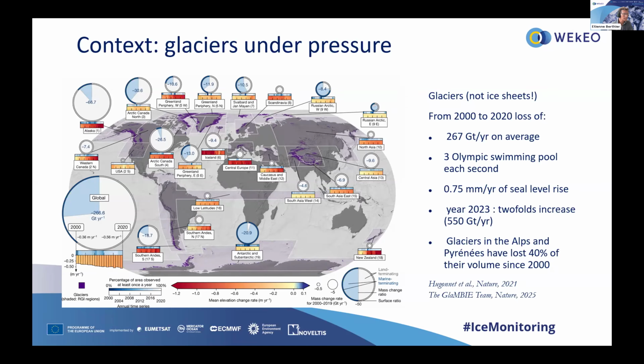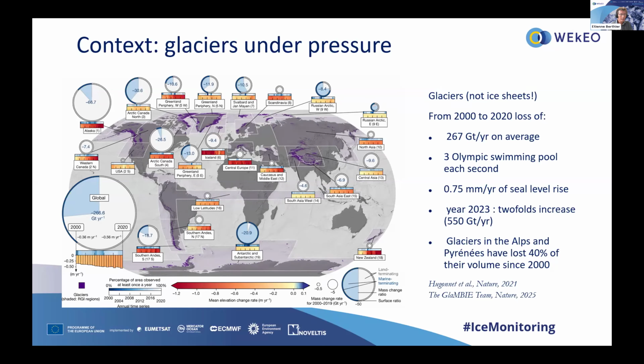losing ice. So at a global scale, for this period of 20 years, from 2000 to 2020, they lost 260 gigatons per year. It probably doesn't tell you a lot, but this is equivalent to 3 Olympic swimming pools lost every second. And this is lost to the ocean. So glaciers are contributing to sea level rise about 3/4 of a millimeter per year. This is about 20% of sea level rise.